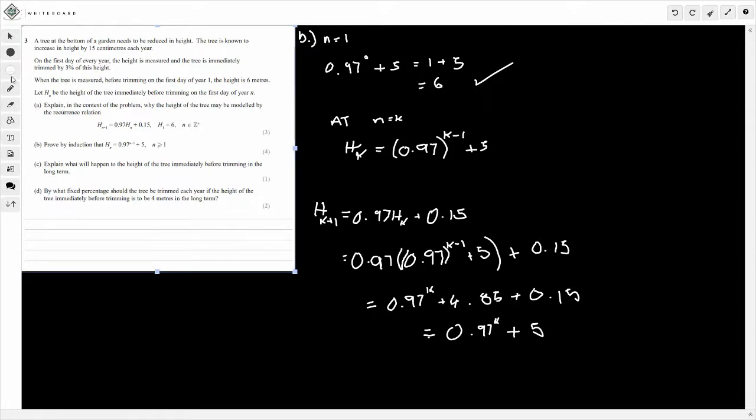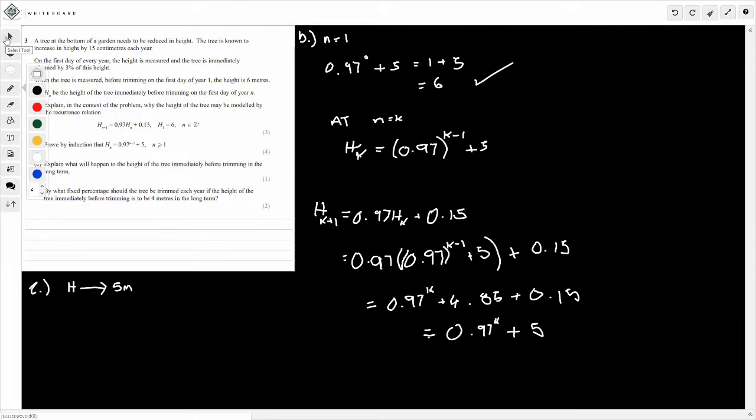Part C, we can just do it over here. It's just a short one. Explain what will happen to the height of the tree immediately before trimming in the long term. It's just one mark, and you just need one sentence. All you're going to say is that the height will approach 5 meters. So I'm going to put h approaches 5 meters, and that's all it is for one mark.